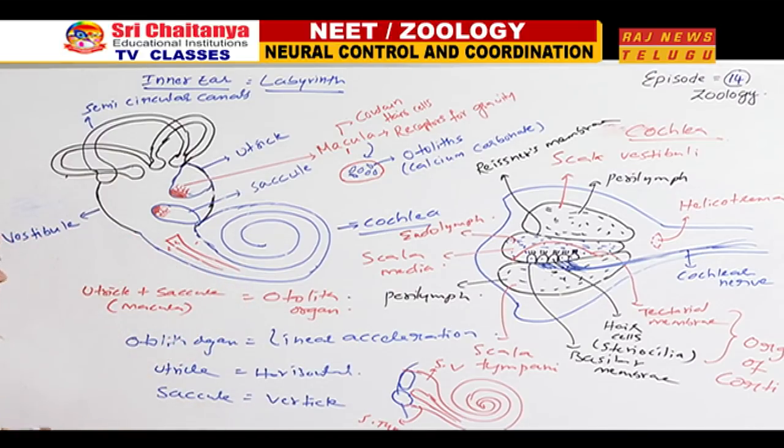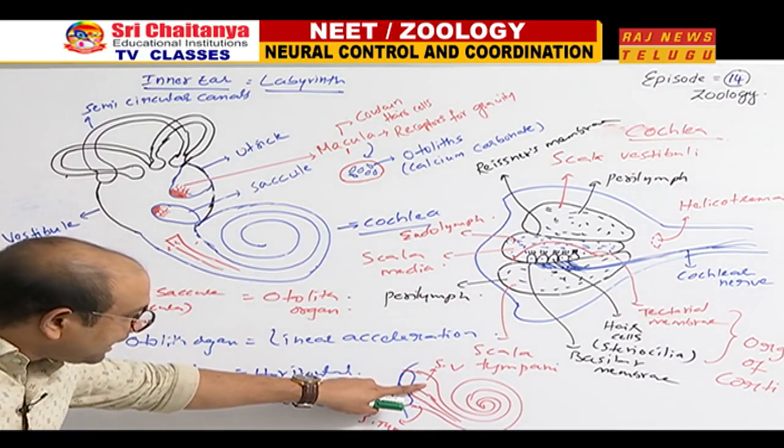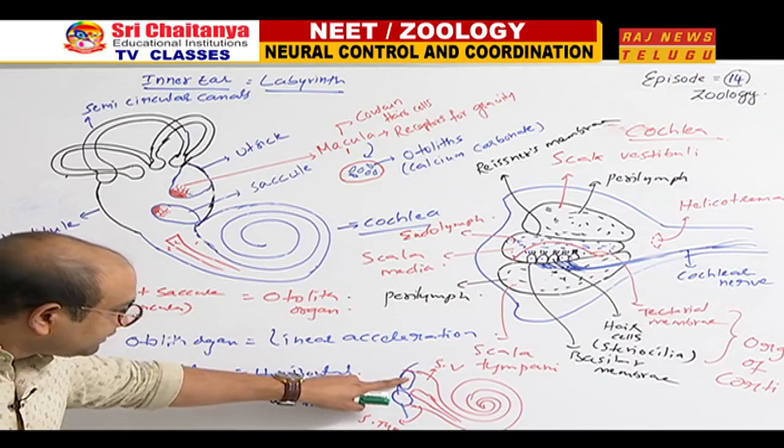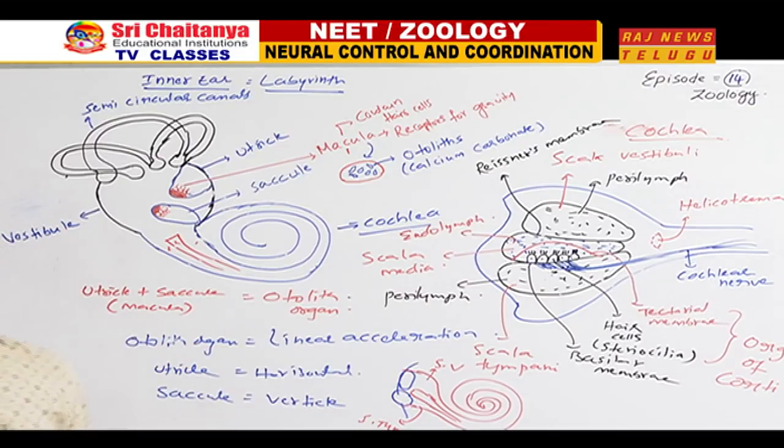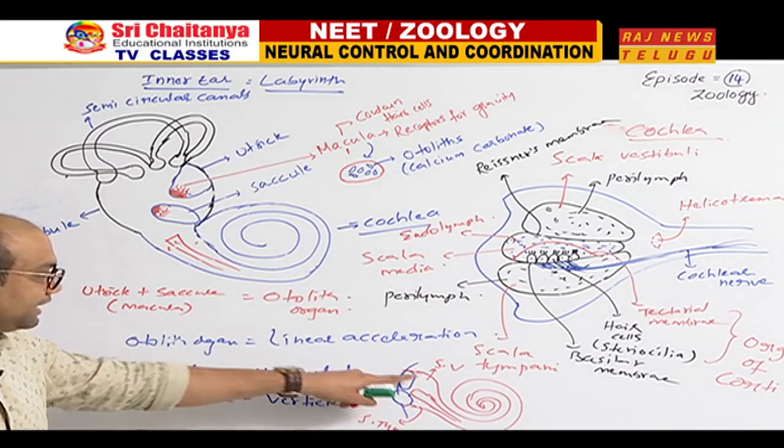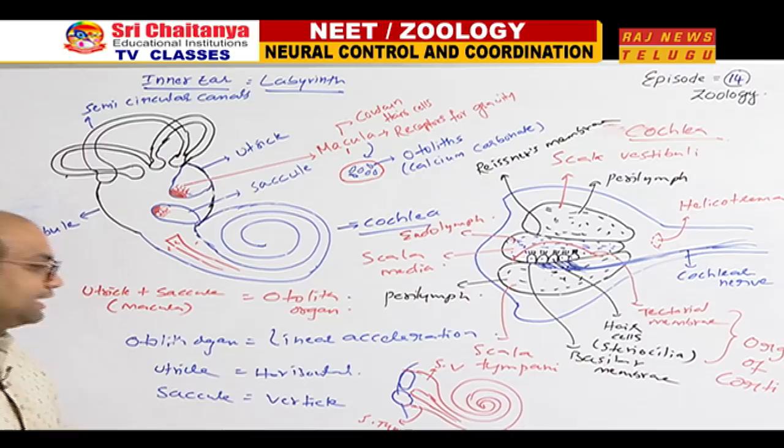Remember, very important points I am telling you. Scala vestibuli ends at the oval window. Scala tympani ends at the round window. Scala vestibuli at the oval window, scala tympani at the round window.